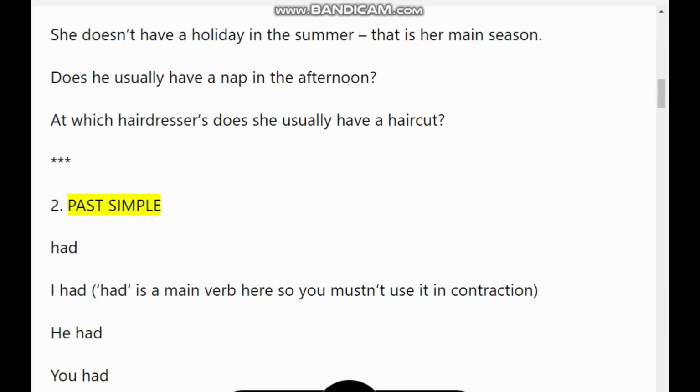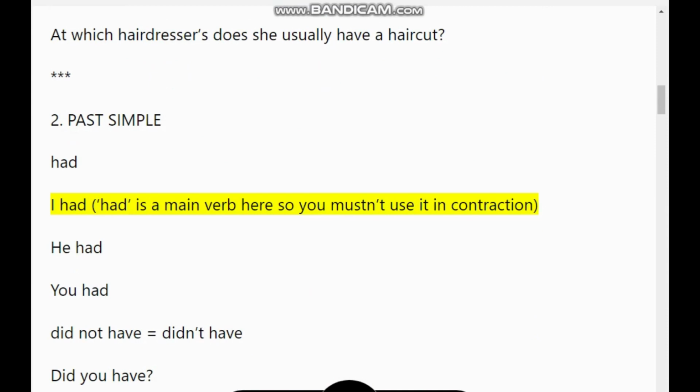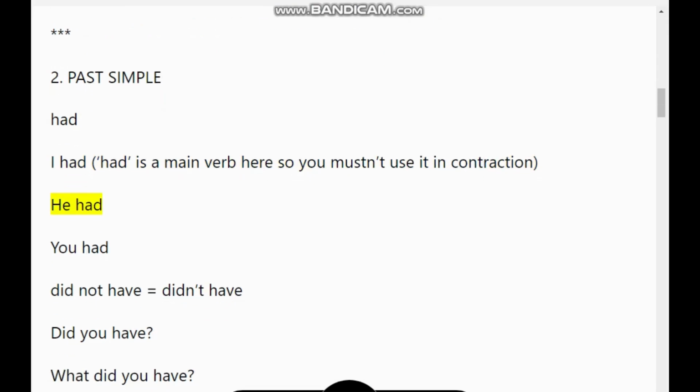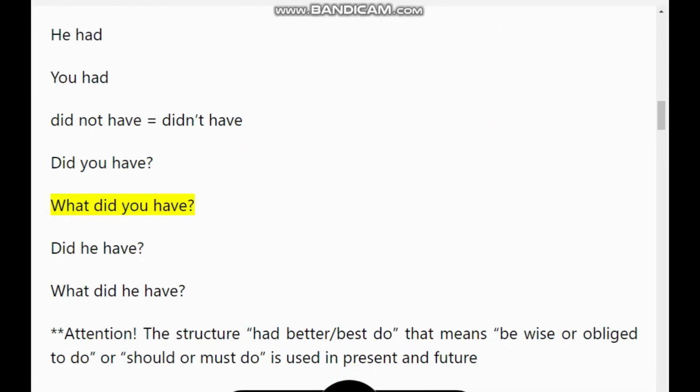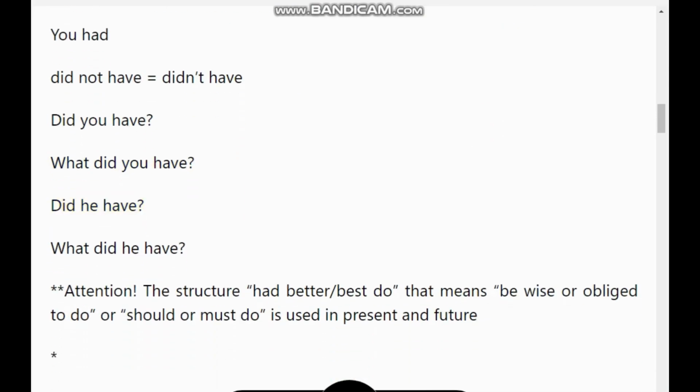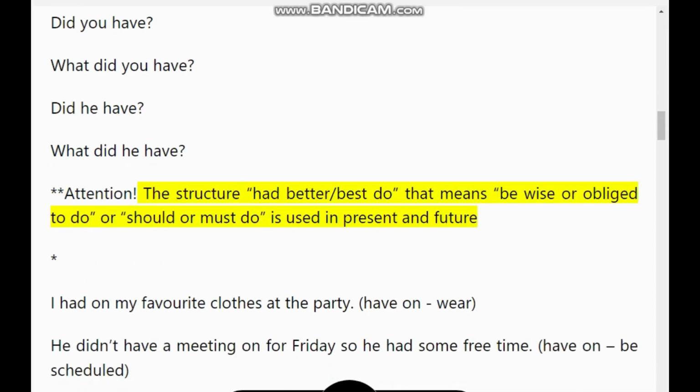2. Past simple. Had. I had. "Had" is a main verb here, so you mustn't use it in contraction. He had. You had. Did not have equals didn't have. Did you have? What did you have? Did he have? What did he have? Attention. The structure "had better do" means be wise or obliged to do, or should or must do, and is used in present and future.